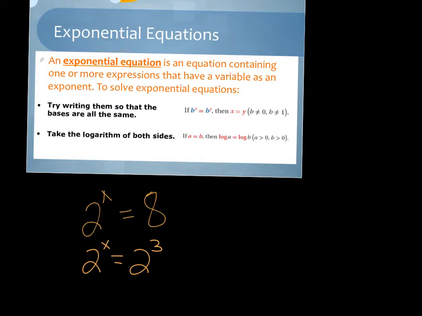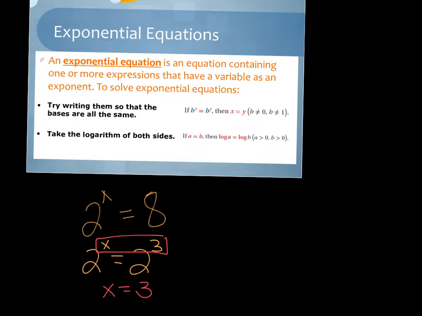And then this is something called the one-to-one property. When the base is the same, you can just set your exponents equal to each other. So then I would take these two exponents and set them equal to each other, and I'd get x equals 3. So the idea behind that is getting the base to be the same.